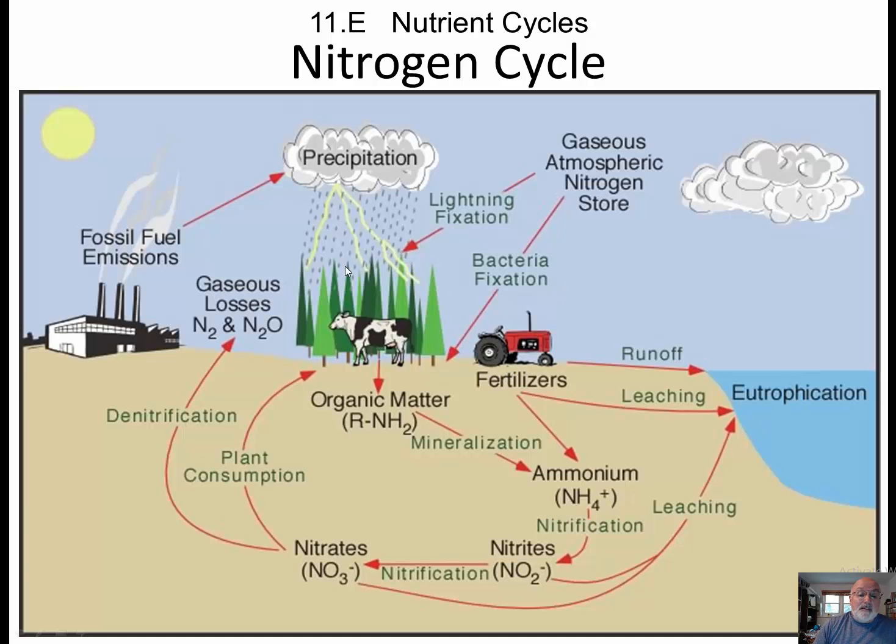But we get this natural process. Plants get it from the soil. Animals that eat plants get it from that. We get it from those animals or eating plants, and that's the normal situation. The organic nitrogen can go into mineralization and actually make nitrates and nitrites, which can actually be utilized by plants. Plant consumption, then denitrification, which actually turns it back into gaseous forms of nitrogen.